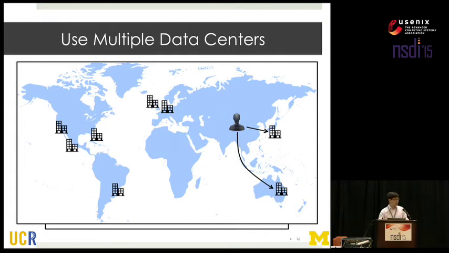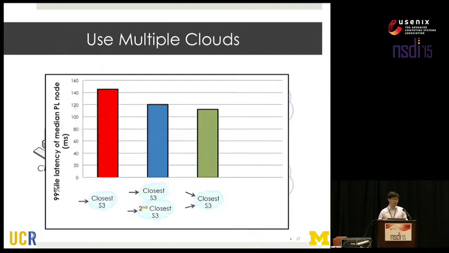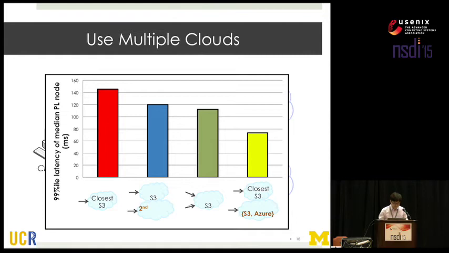But if we can combine clouds, now clients may have more than one closest data center to use. So let's go back to the experiment. The yellow bar here shows when PlanetLab nodes issue one request to their closest S3 data center and one request to the second closest data center across all S3 and Azure data centers. As we can see, using multiple clouds enables us to further reduce tail latency.